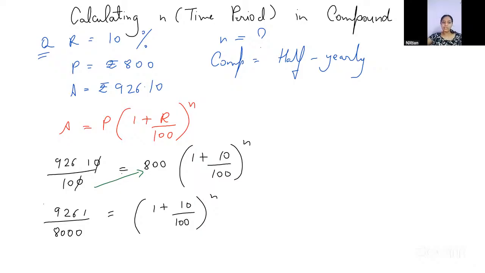Now check. You have to check whether 9261 is a square or a cube. 9261 is a square or cube. We will do that and we will solve the inside bracket as well. First I'm solving this portion. 100 is the LCM. It will become 100 plus 10.